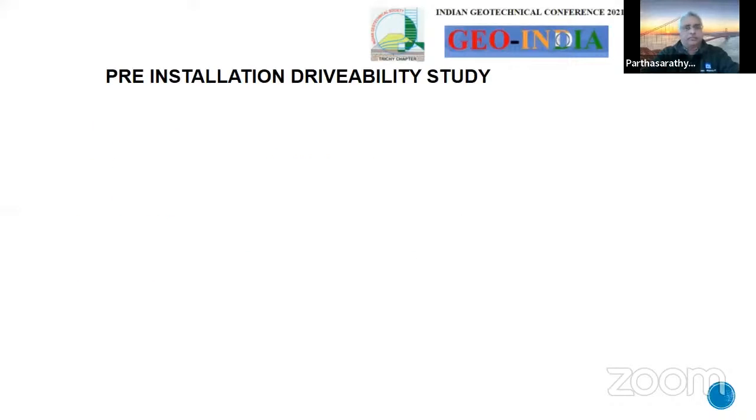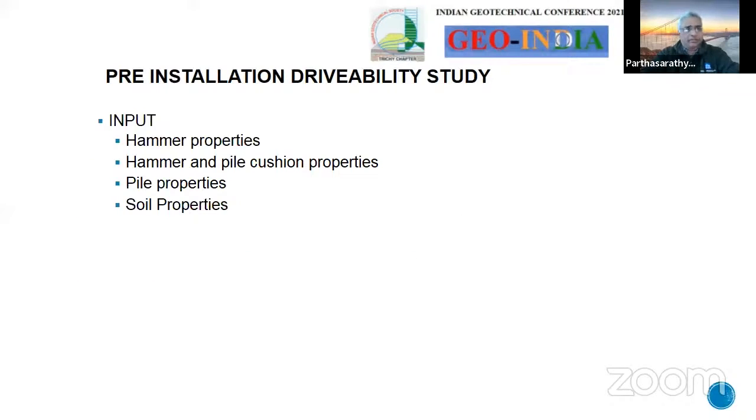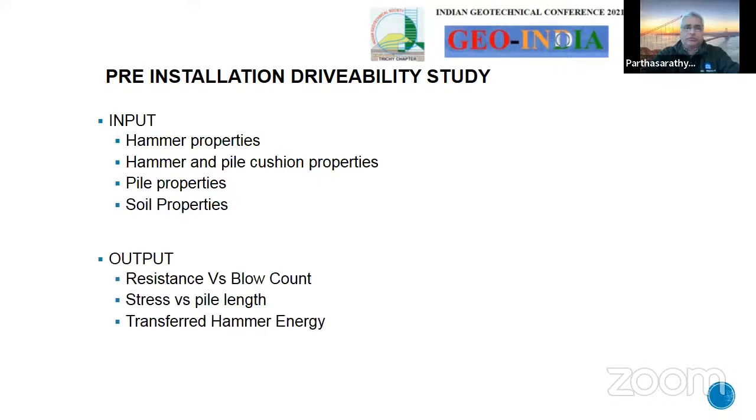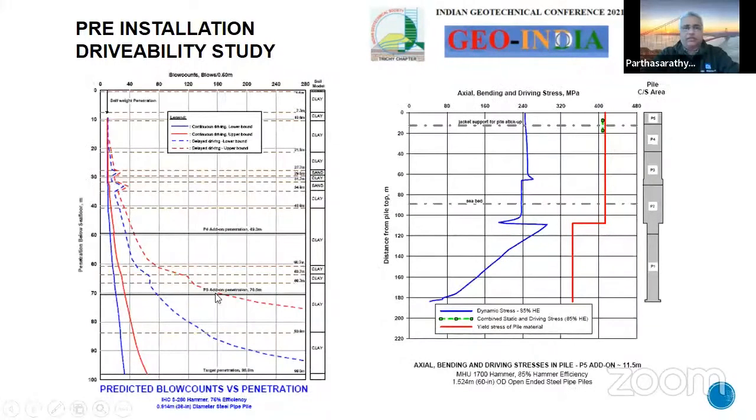In the pre-installation drivability study, the input that goes into the program is the hammer properties, the hammer and pile cushion properties, the pile properties, and the soil properties. And the output will be your resistance versus blow count along the pile length, stresses versus pile length, and transferred hammer energy. And this is a typical blow count versus depth for various driving conditions.